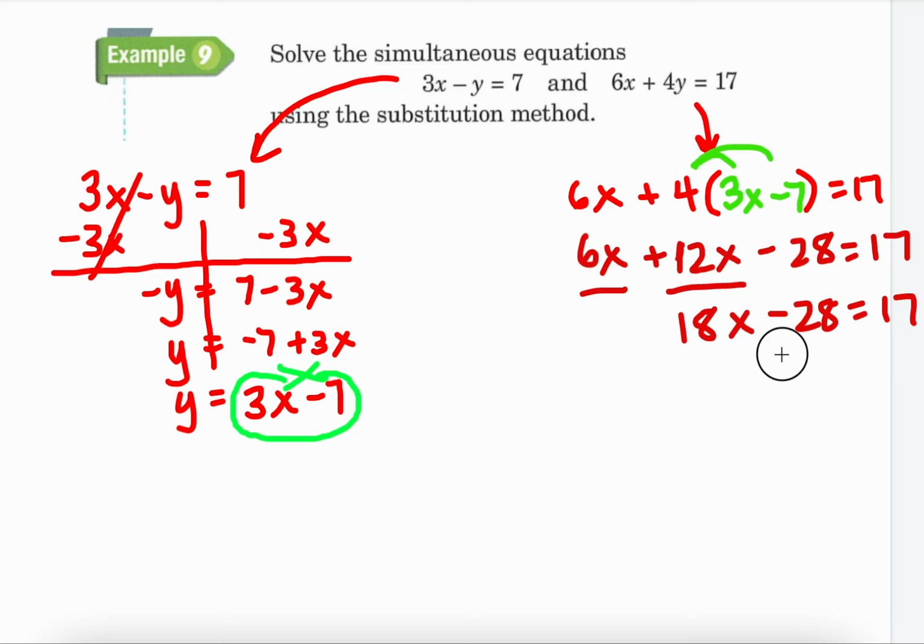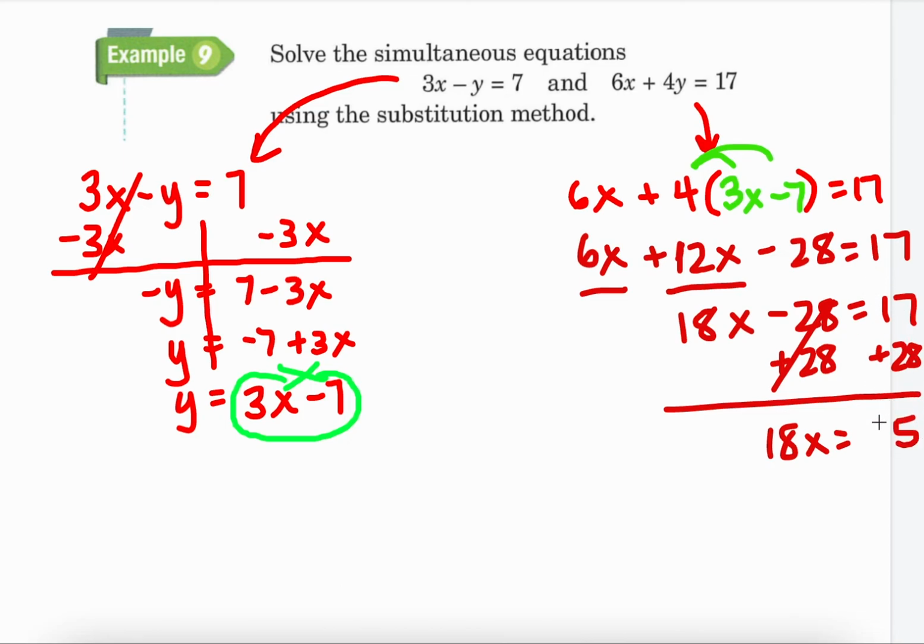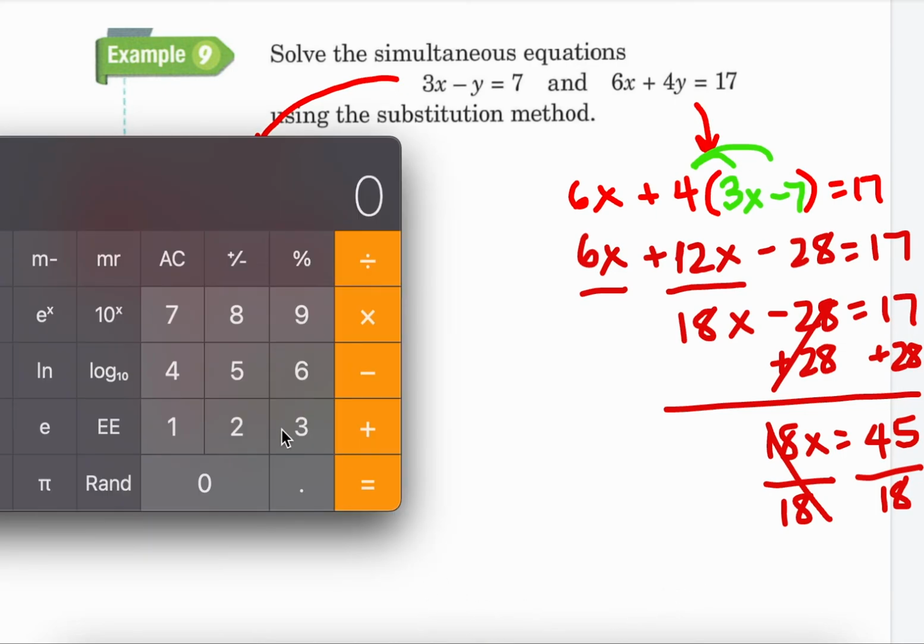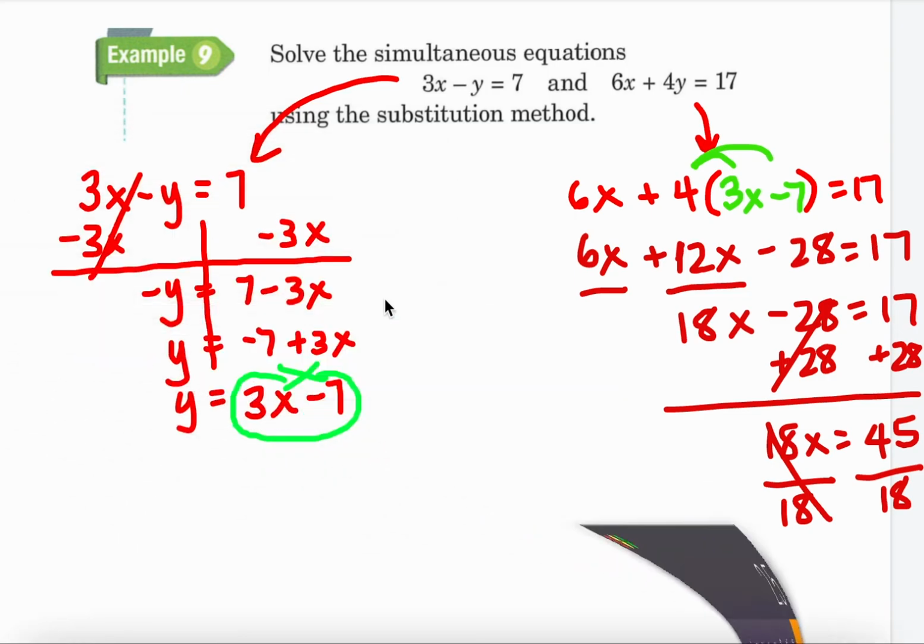Then we're going to solve it like a normal two-step equation. I've got to add 28 to both sides. So I get 18x equals, that would be 45. 17 plus 28 is 45. And then we're going to divide both sides by 18. And that doesn't look like it goes in evenly, right? So what's 45 divided by 18? Well, 18 goes into 45 2.5 times. I can keep it as 2.5. It's a very accurate decimal. It's not repeating, so we can keep it as that.